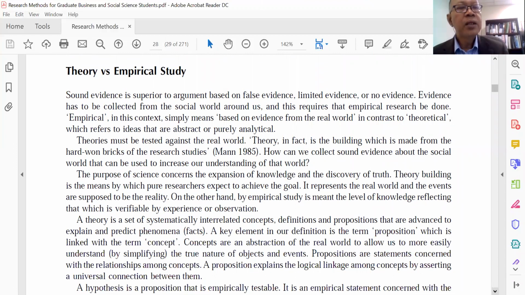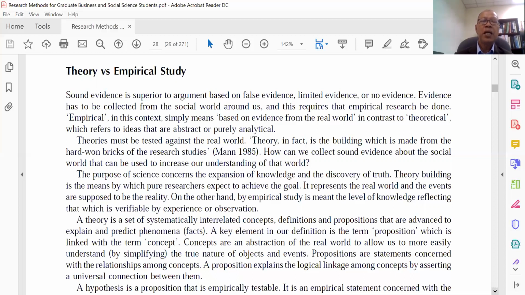Now let's discuss the difference between theory and empirical study. Sound evidence or empirical is superior to argument based on false evidence, limited evidence, or no evidence. So evidence is superior to arguments without evidence. Evidence has to be collected from the social world around us. And the collection of evidence requires that empirical research must be done.